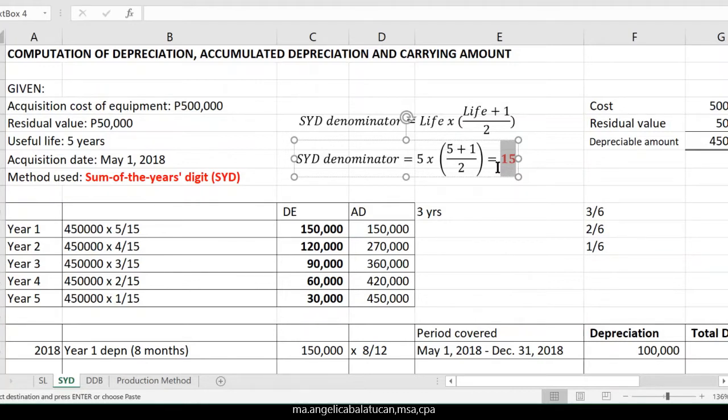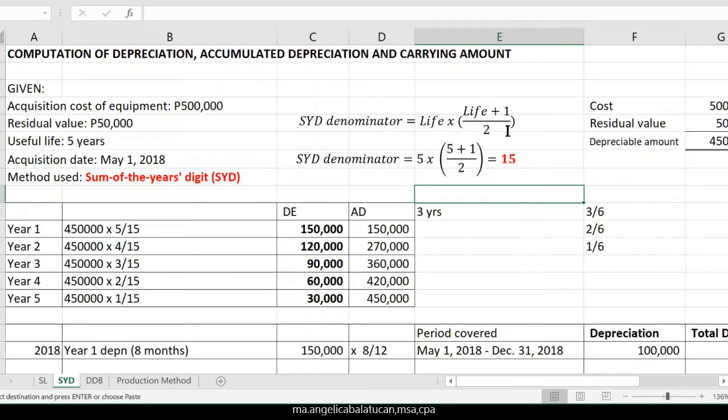So why is it the sum of the year's digit? It is because if you are going to use the long way of getting the denominator, this is how you do it. You're going to add the years. If that is 5 years, that's 1 plus 2 plus 3 plus 4 plus 5, and the sum of that would be 15. If the useful life is 3 years, you're going to add 1 plus 2 plus 3, and that would be 6. So our SYD denominator for that one would be 6.